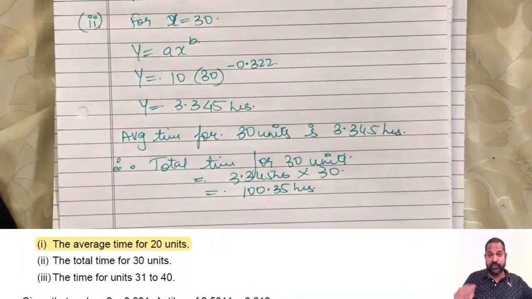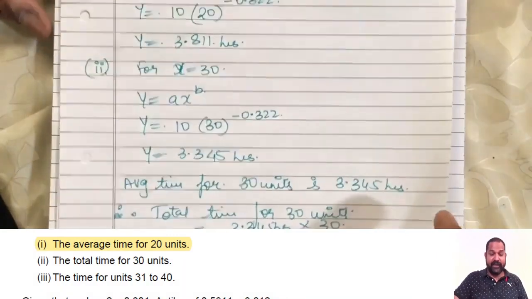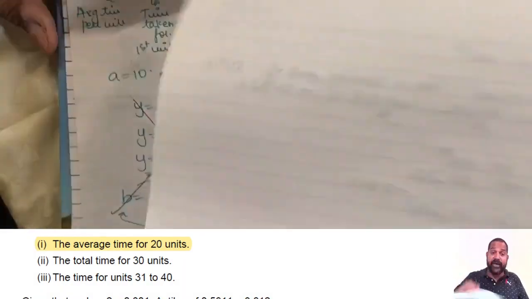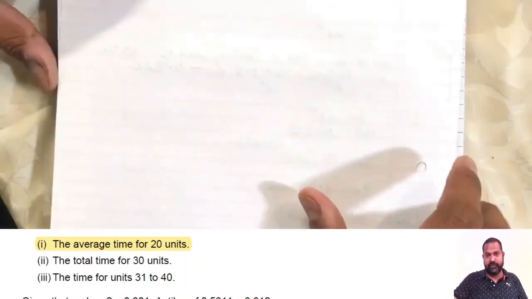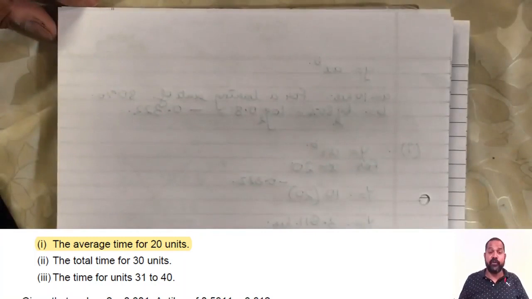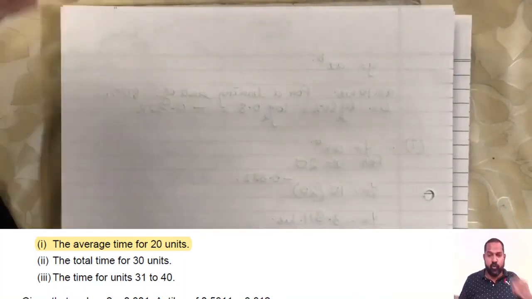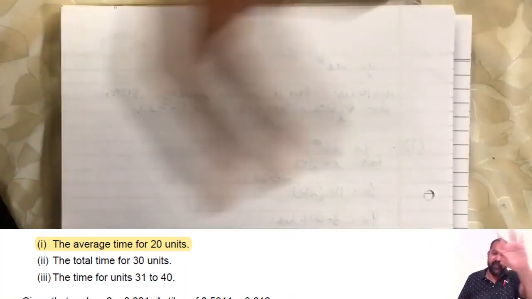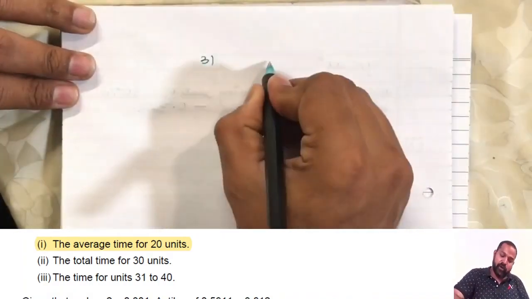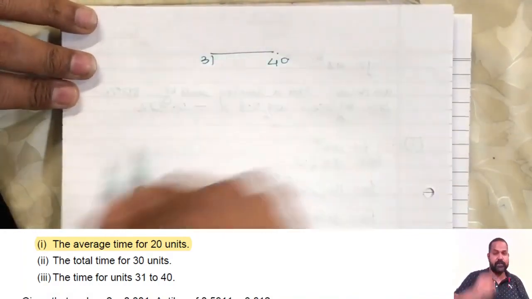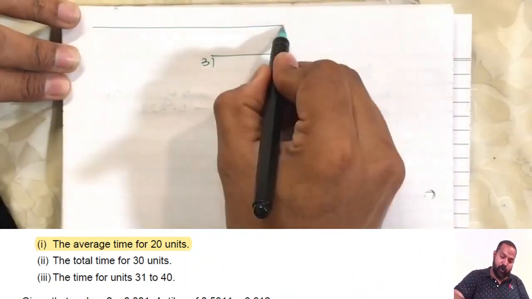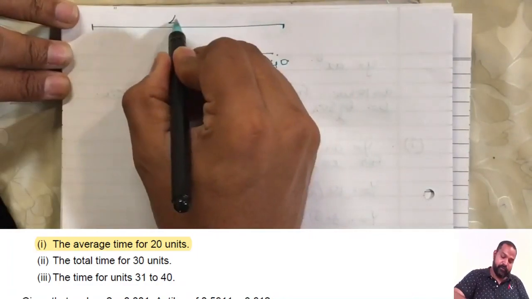Now the next question is a tricky one. And the next question says, I want the time for 31 to 40 units. Now this is weird. How will I give you the time for 31 to 40 units? You give me a number of units and I will give you the time for that. How can I give you time for 31 to 40 units? Simple. Can't you find the time for 40 units? Yes, that I can do.